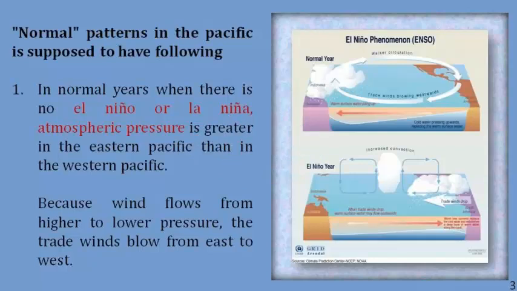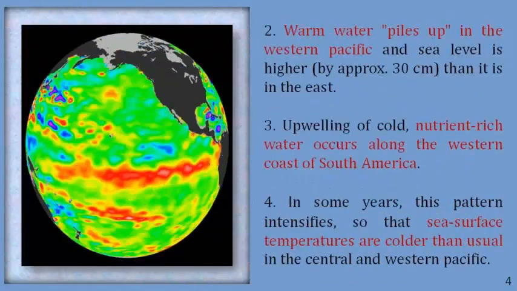Normal patterns in the Pacific are supposed to have the following. 1. In normal years when there is no El Nino or La Nina, atmospheric pressure is greater in the eastern Pacific than in the western Pacific. Because wind flows from higher to lower pressure, the trade winds blow from the east to the west. 2. Warm water piles up in the western Pacific and sea level is higher by approximately 30 centimeters than it is in the east. 3. Upwelling of cold, nutrient-rich water occurs along the western coast of South America.